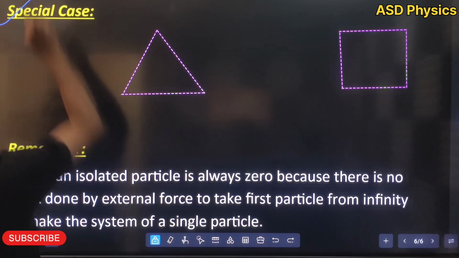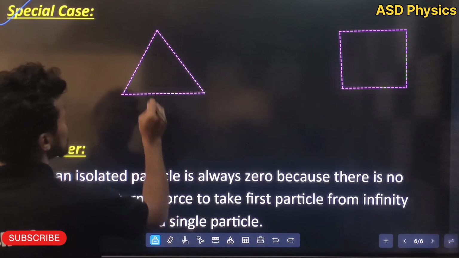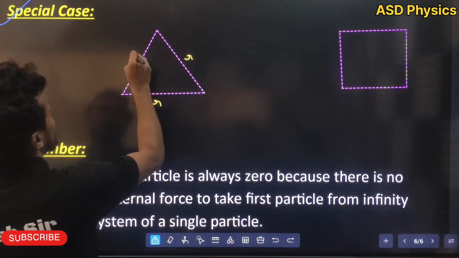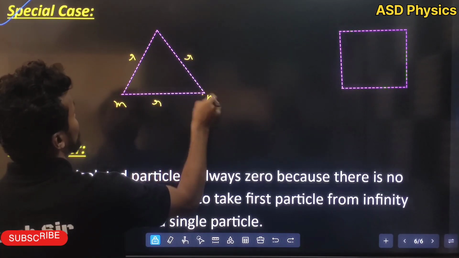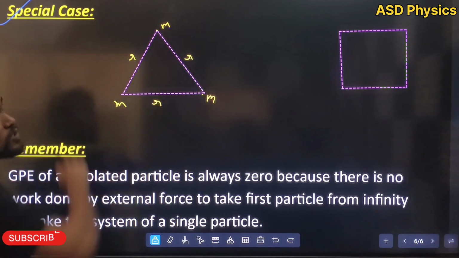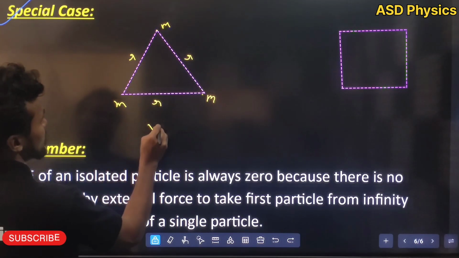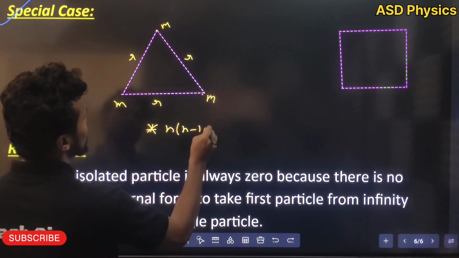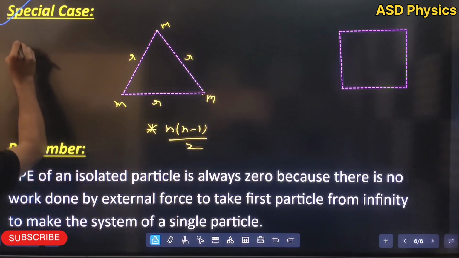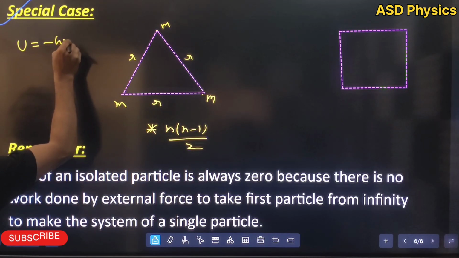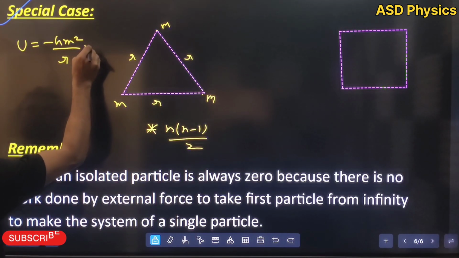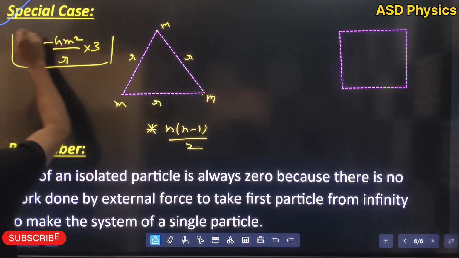Okay, next one, a special case. Here I have taken R, with mass M, mass M, mass M. Can you see how many pairs are there? 3 pairs are there. You can also use the formula n(n minus 1) by 2 for the number of pairs. The potential energy for 1 pair is minus G M square by R, and we just multiply it by 3. Very easy.